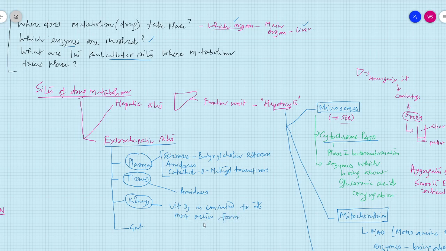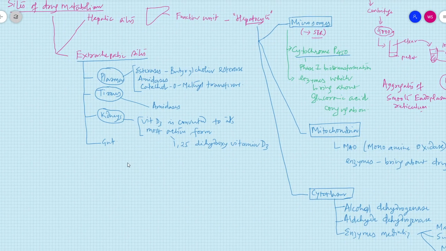Okay, which is the most active form of vitamin D3? It is 1,25-dihydroxy vitamin D3. Okay, and this is done by the kidney. Okay, what about the gut?